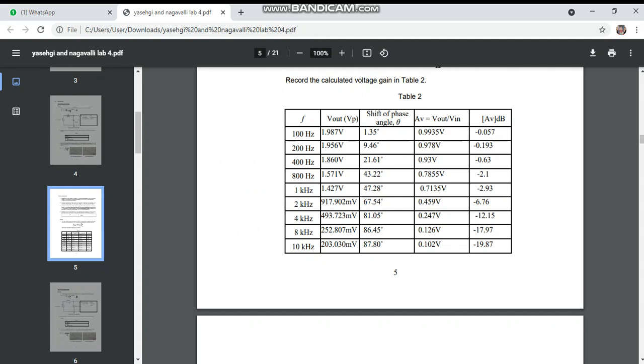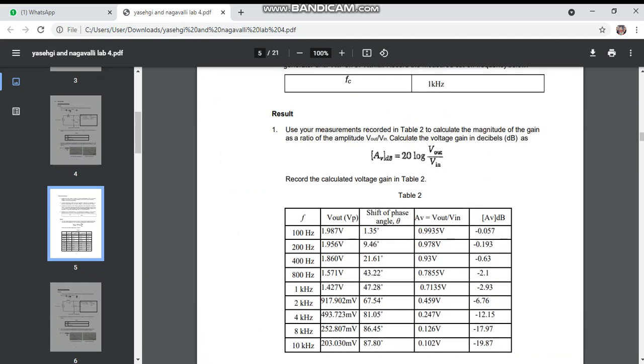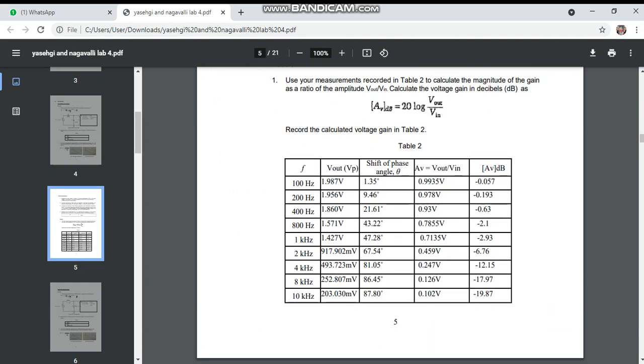So these are the readings we obtain. As the frequency increases from 100 until 10k, these are the V out readings we obtain, and also the phase angle, which we calculated using the formula: change in time divided by the period, times 360 degrees. For AV, we use the formula V out over V in, and for AV in decibels we use this formula to calculate. So that's Part 1.